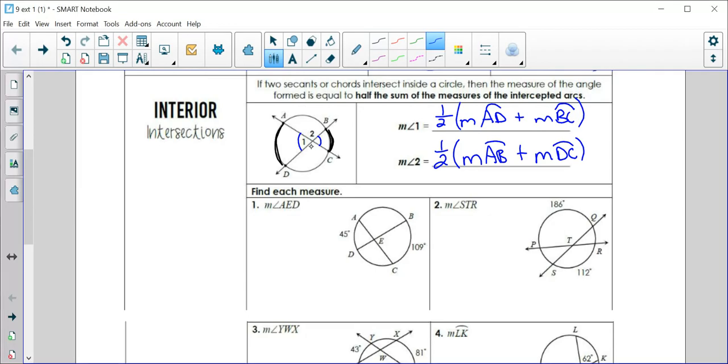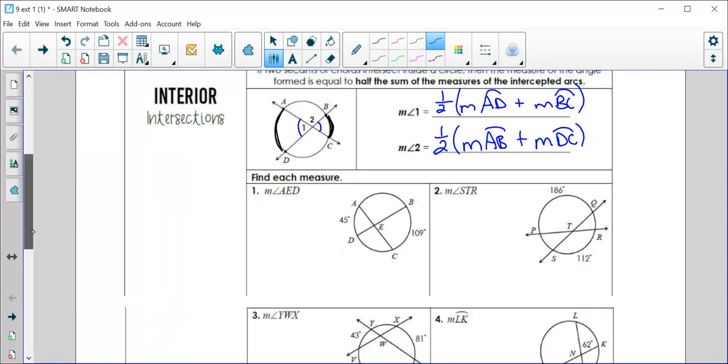All right, likewise, if we're trying to find angle 2, the top angle, we'll use the top and bottom arc, AB and DC. So we're averaging the arcs to find that angle. So let's practice a couple of these here.